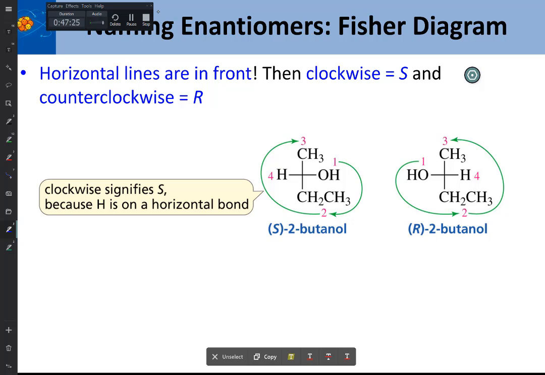Let's see, did I do this one already? I don't know if I did, but in Fischer diagrams, you go from 1 to 2 all the time. Draw 1 to 2, right? And so it's going in this direction. So it looks like this is going to the right. Looks like it's R. But where's this? It's in the front, so it's S.